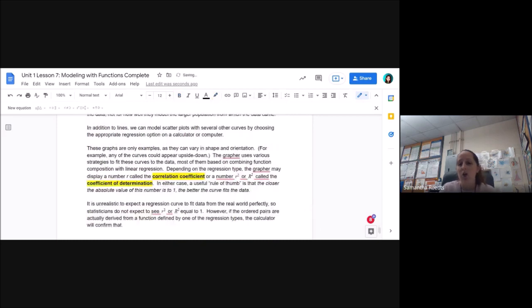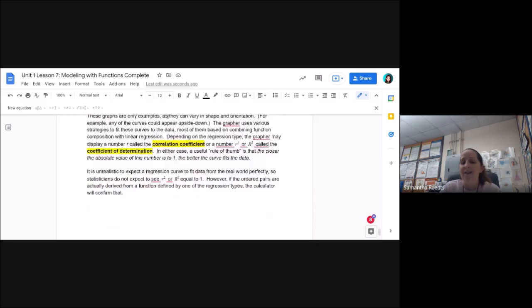In either case, a useful rule of thumb is that the closer the absolute value of this number is to 1, the better the curve fits the data. It is unrealistic to expect a regression curve to fit data from the real world perfectly. So statisticians do not expect to see r or r squared equal to 1. However, if the ordered pairs are actually derived from a function defined by one of the regression types, the calculator will confirm that. So you have this page in your book, page 140, and it's got all these different types of functions and kind of what they look like. And that is the end of Unit 1, Lesson 7.